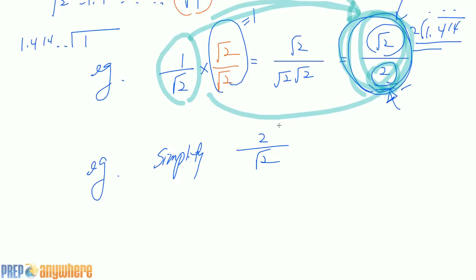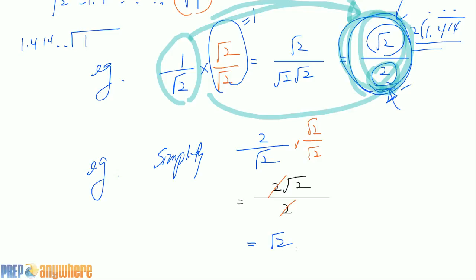So let's apply the same technique. You're actually multiplying by 1, but instead of writing 1, you just write root 2 over root 2. When you do that, at the bottom you get 2, at the top you get 2 root 2. But what about this 2 and 2? We can reduce. So we get root 2. Simpler, right? Clearly here, this is simpler.